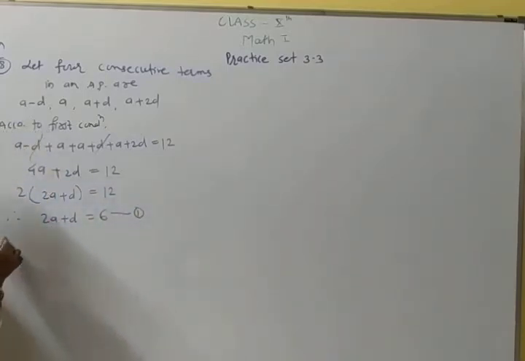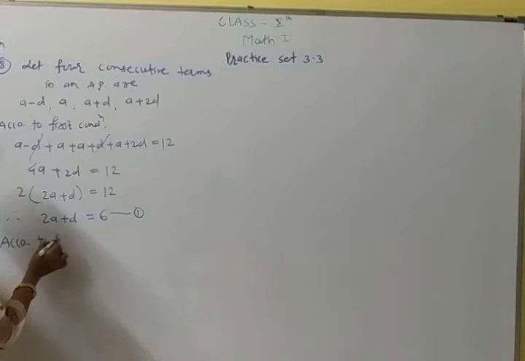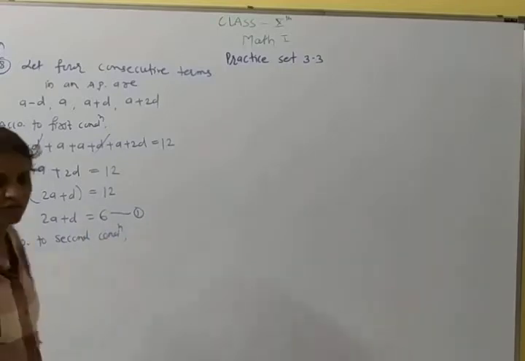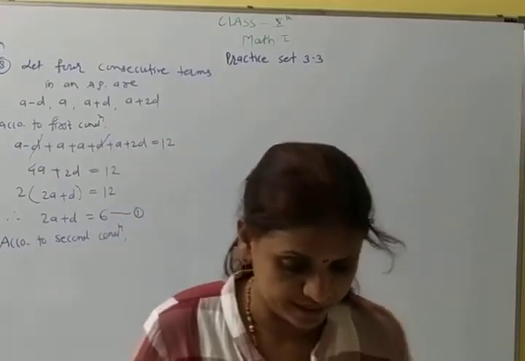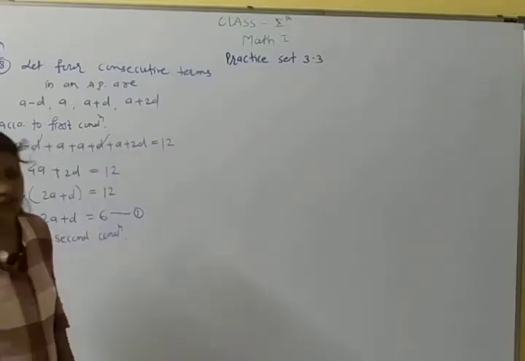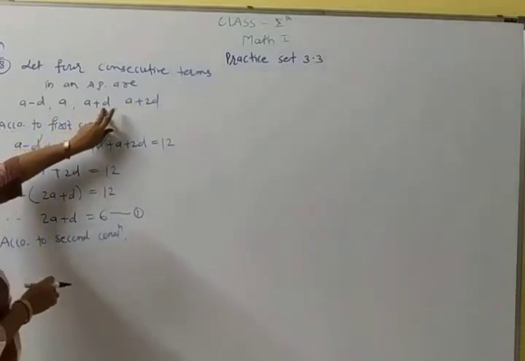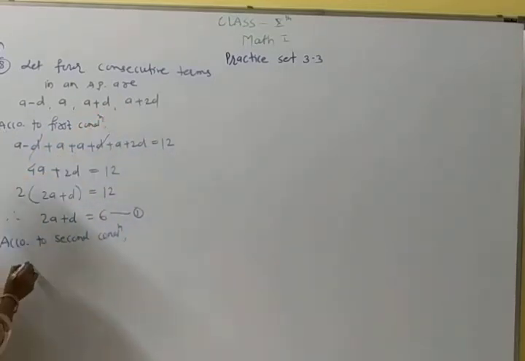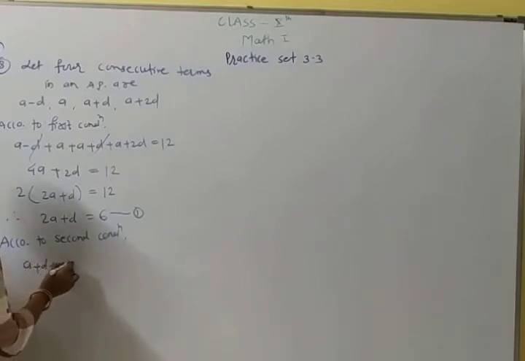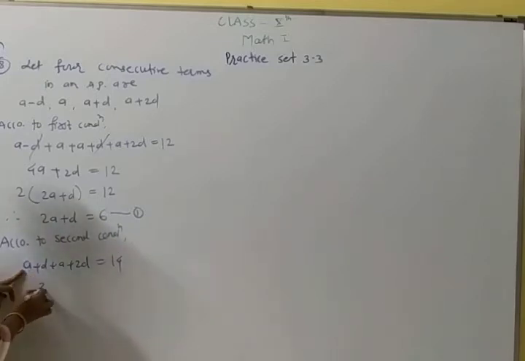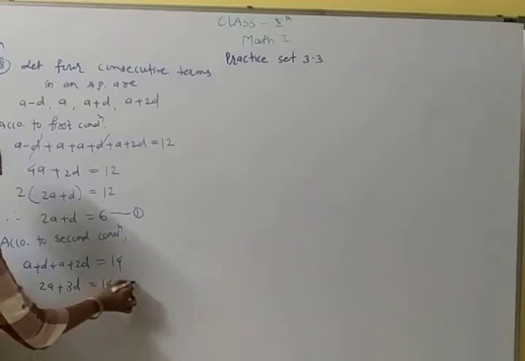According to the second condition, the sum of the third and fourth term is 14. This is the third term, this is the fourth term, and the sum of these two terms is 14. So according to the second condition, a plus d plus a plus 2d equals 14. Solving this, a plus a is 2a, and d plus 2d is 3d, equals 14, equation number 2.